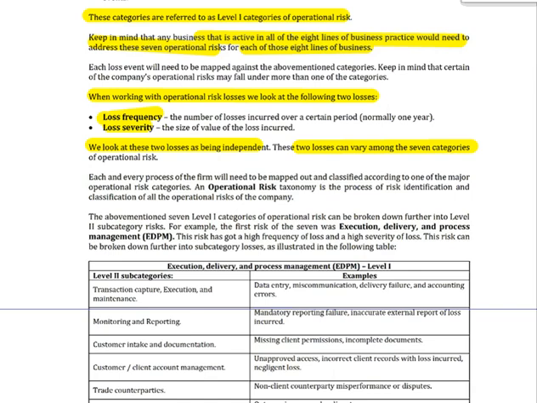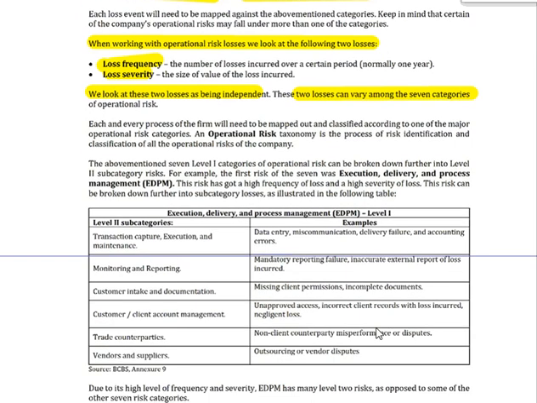And what we need to do is a bit of a mapping process. So an operational risk taxonomy, or the mapping process, is the process that we undertake for risk identification and classification of the operational risks of the company. Remember, we've got 7 categories of operational risk, and those can be broken down into further levels after that. We'll look at those as well.